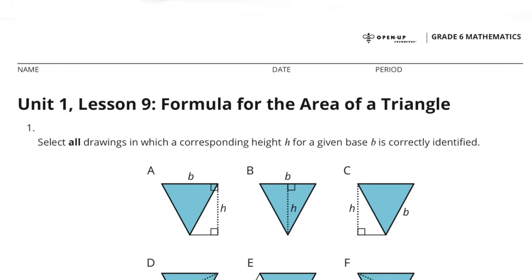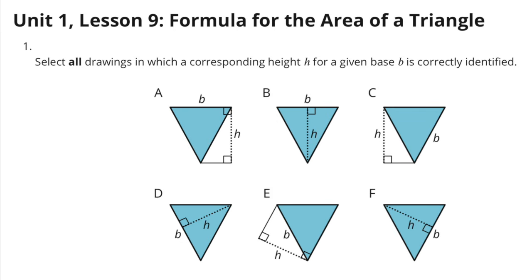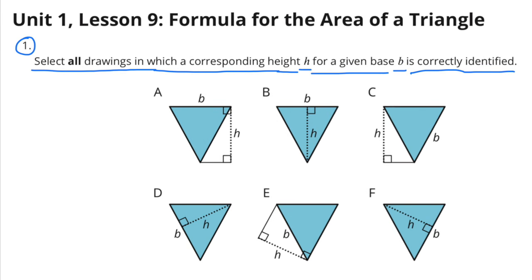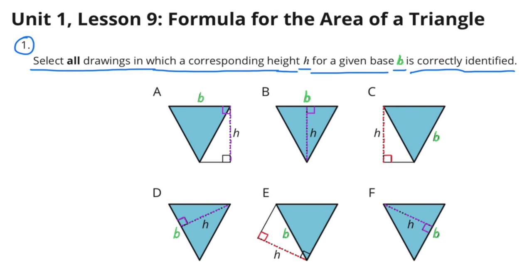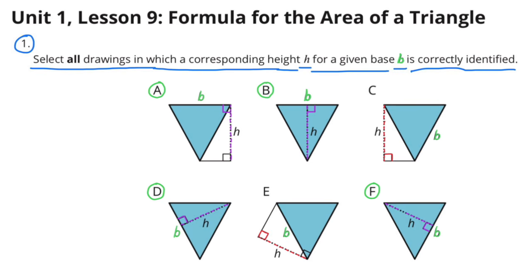Unit 1, Lesson 9. Formula for the area of a triangle. Number 1. Select all drawings in which a corresponding height, h, for a given base, b, is correctly identified. So I'm looking for the height, h, that's at a right angle compared to the base, b. Triangles A, B, D, and F all have height h at a right angle compared to base b.